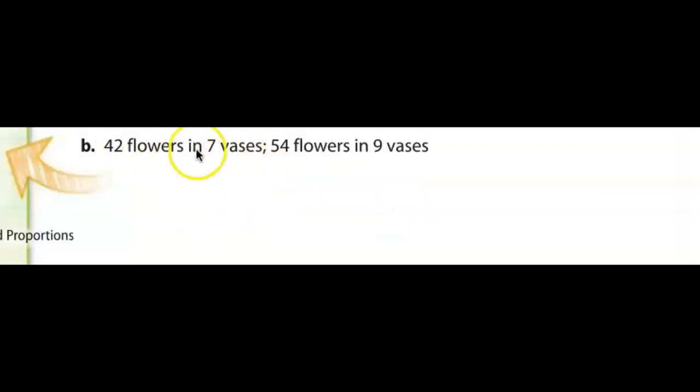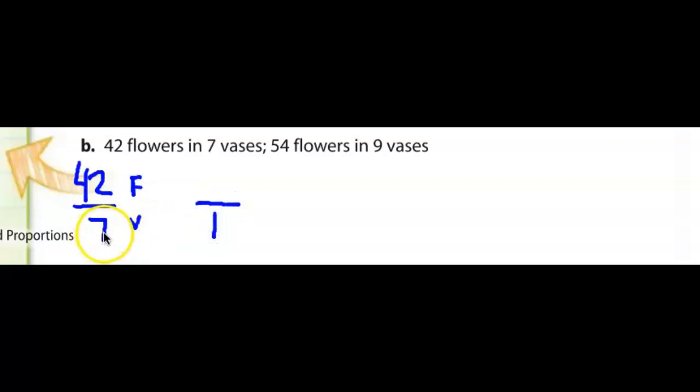The second problem says 42 flowers in 7 vases or 54 flowers in 9 vases. We want to know if the flowers are being put in vases at an equivalent rate. The first thing we do is write the original rate. So go ahead and type in what the first rate should be. Okay, very good. You should have 42 flowers over 7 vases. So this is flowers per vase.